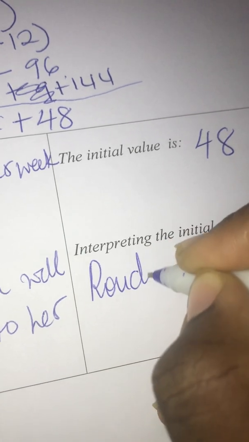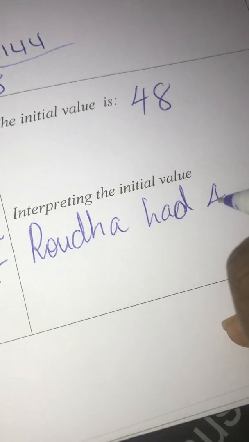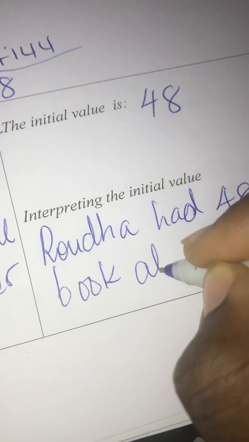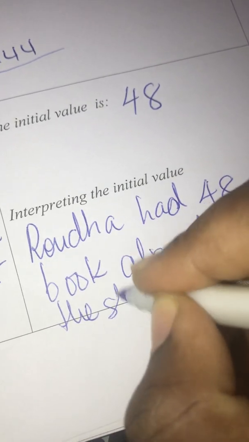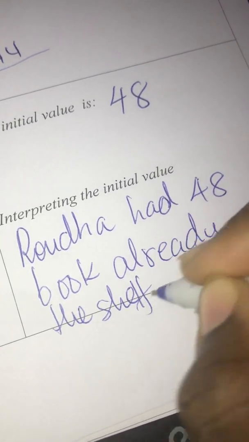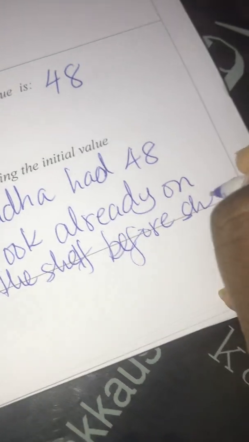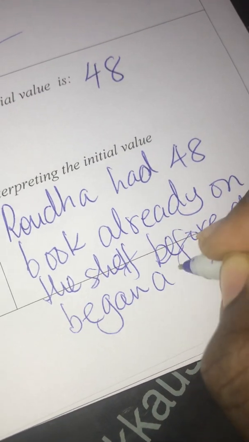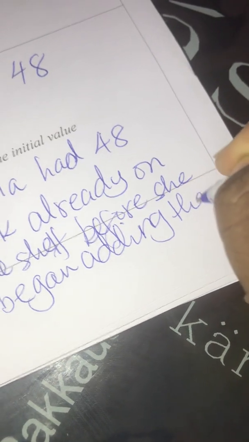Rhoda had 48 books already on the shelf before she began adding the 8 books per week.